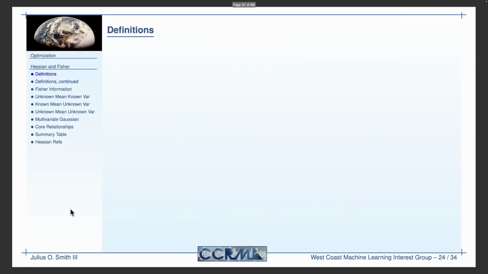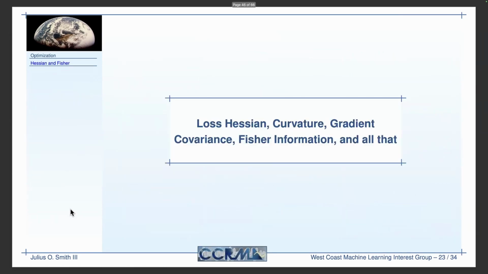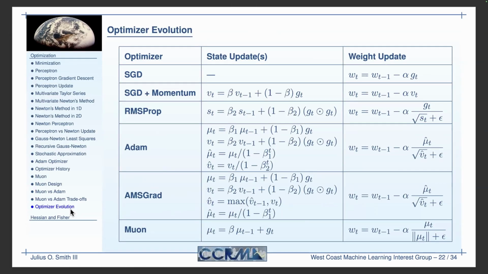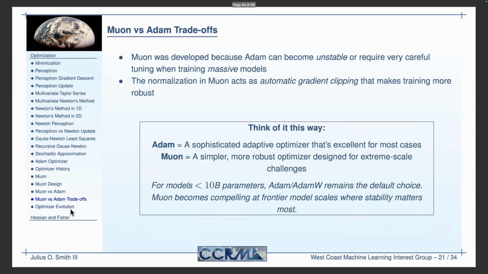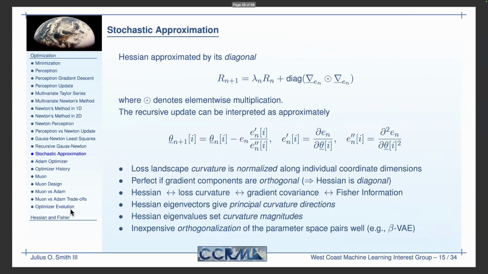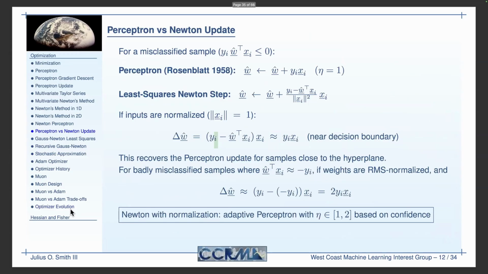Definitely. All right, I think we're done for tonight, though, right? Did you say there was one left? Perceptron versus Newton update? Well, this is it. This is the last slide right here. Okay. So have we done this one? We haven't done this one yet.